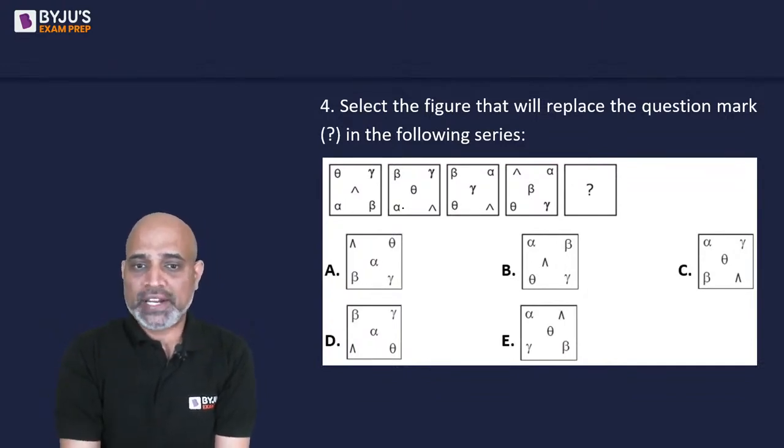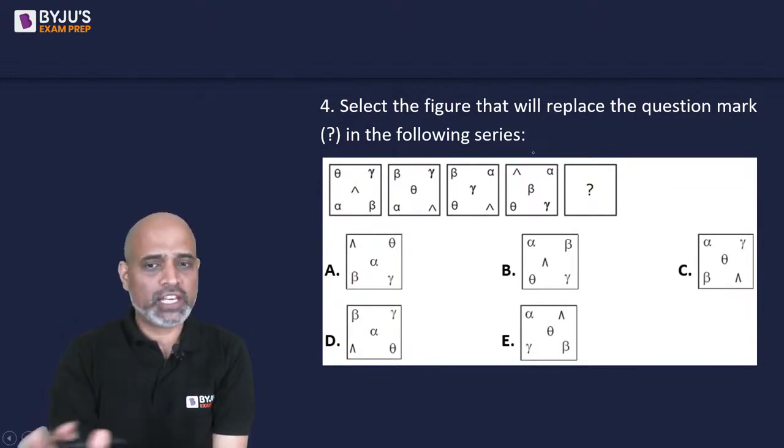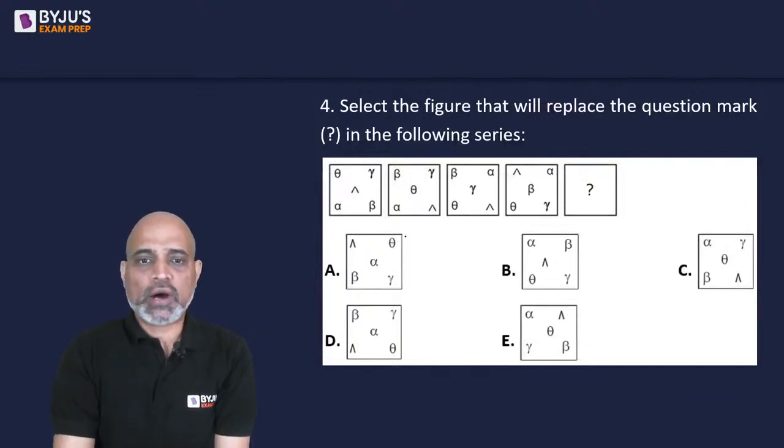So if you pay attention, you will find that every square has alpha, beta, gamma, theta, and this cap, the power symbol. सब में वही है, तो next वाले में भी सब में वही होगा, right? Now, how is the rotation happening? What is happening here?